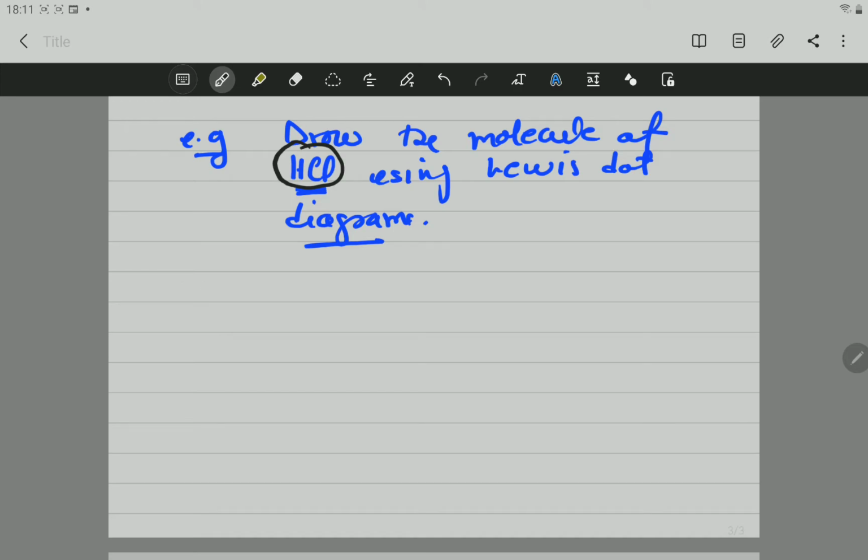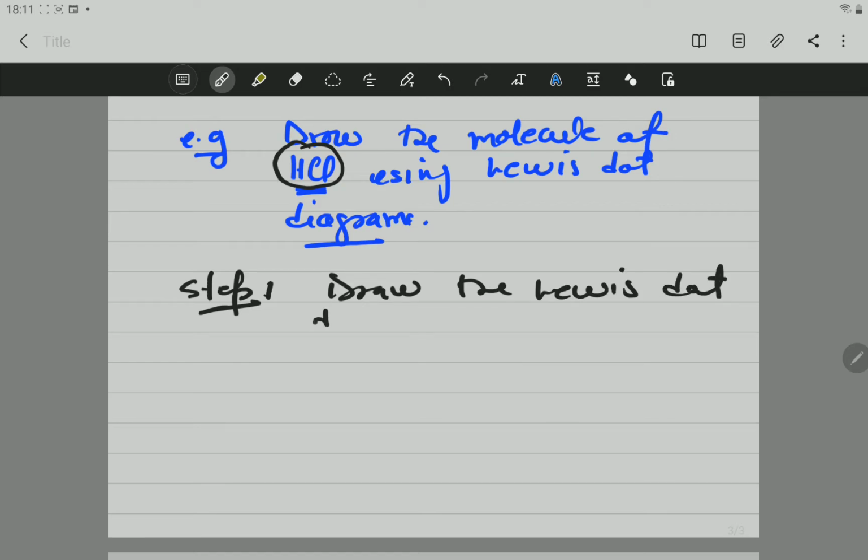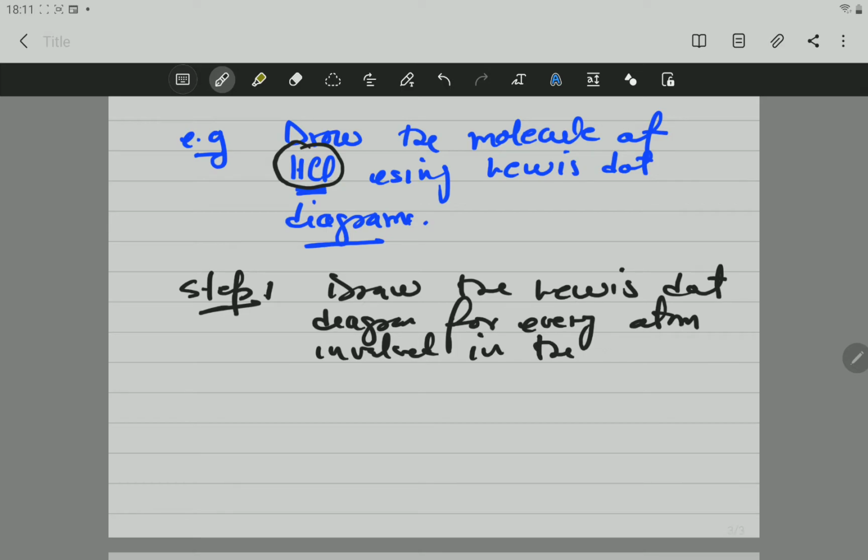Okay, so step 1: draw the Lewis dot diagram for every atom involved in the molecule. Okay, now what do we have here?